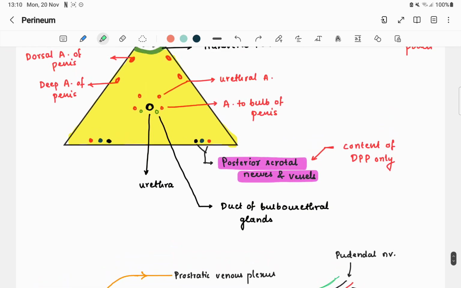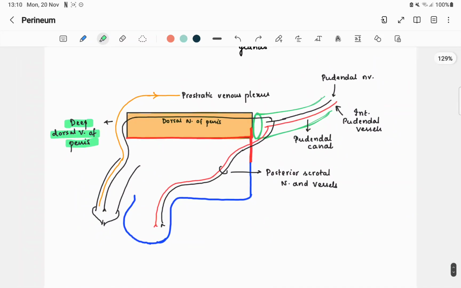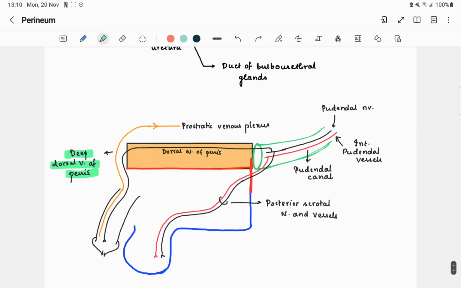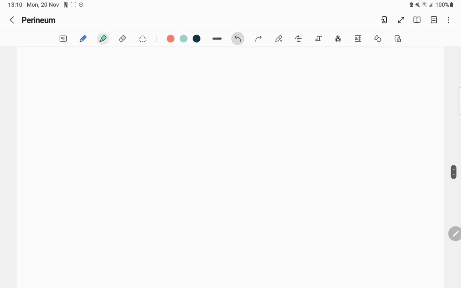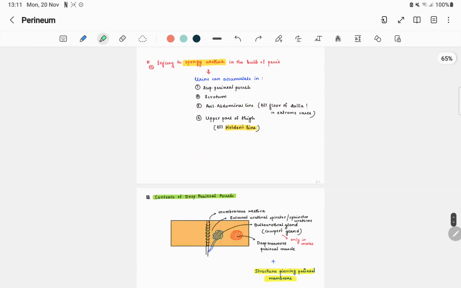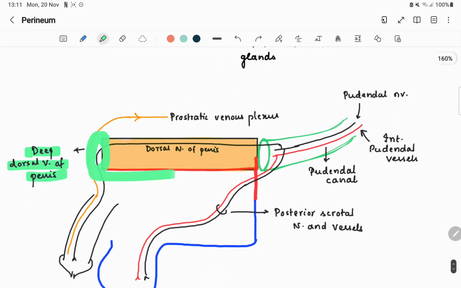Understood? And the duct of the bulbourethral gland we told, okay. So talking about this, which are the contents of which perineal pouch, let's see. You have your pudendal canal here, okay. And this part is the content of it. This is a deep perineal pouch, and this must be the superficial perineal pouch that will be present over here.